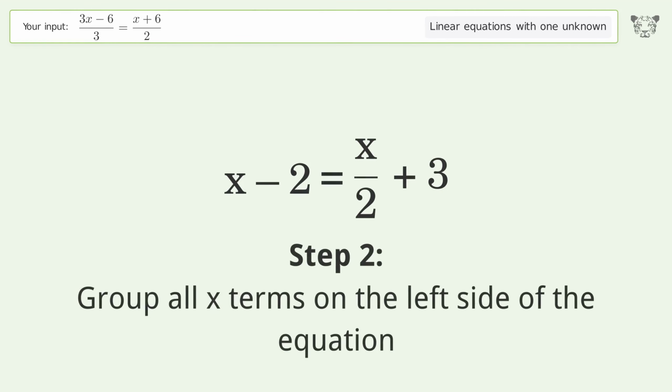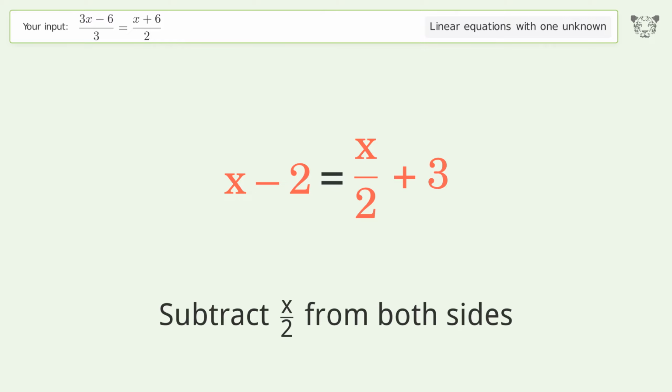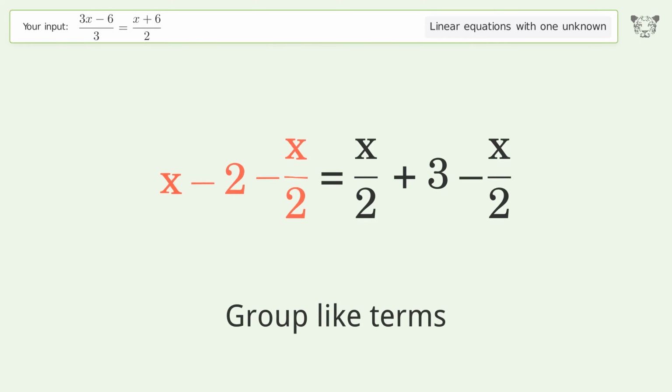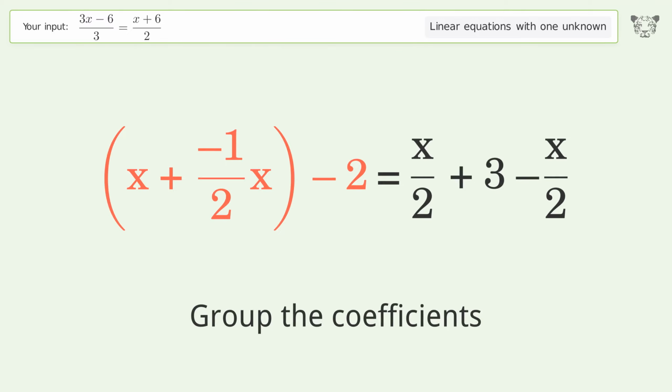Group all x terms on the left side of the equation. Subtract 10 over 2 from both sides. Group like terms. Group the coefficients.